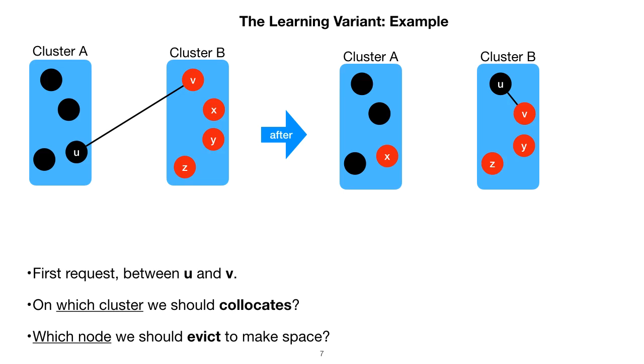So after serving this request, let's say the algorithm collocates U and V on cluster B, and in order to make room for the extra node, it moves some node, for example node X, to A. As a matter of fact, it could be any other node instead of X. The next request is going to target whatever node the algorithm chooses to evict at this point.